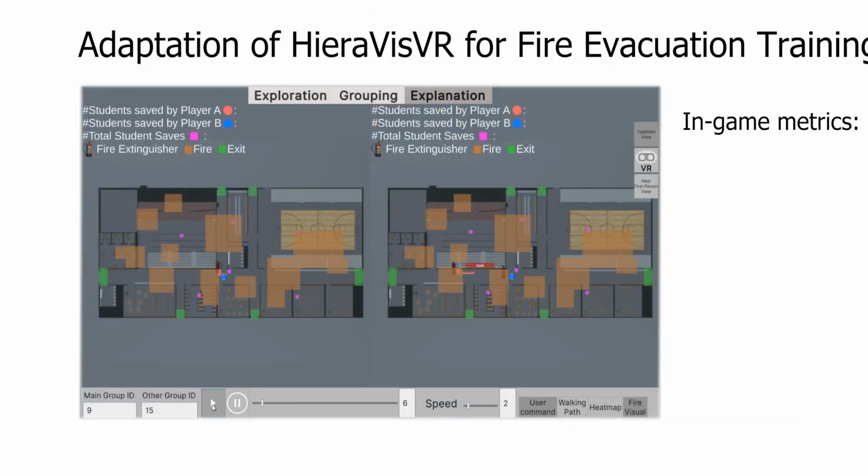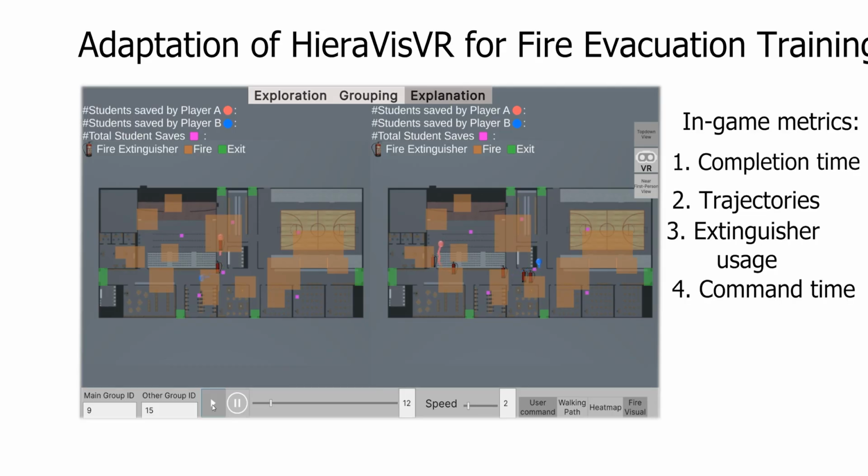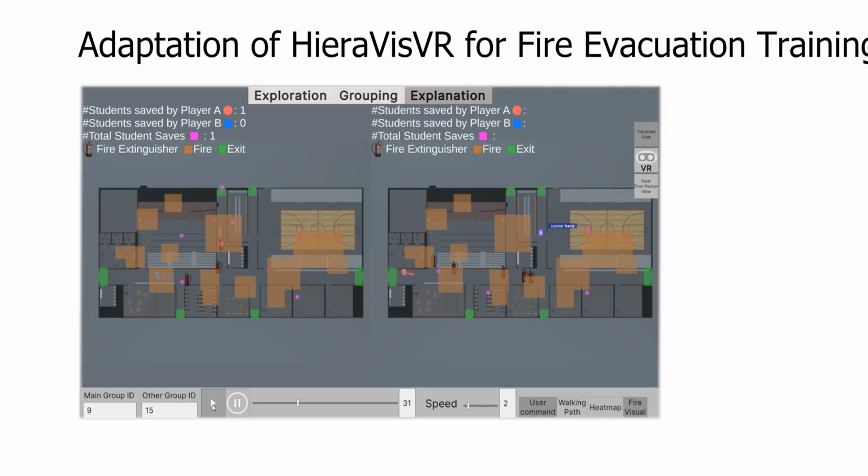Several in-game metrics were collected for evaluation, including completion time, volunteer trajectories, extinguisher usage, and command times. Here we show the explanation stage of the application, offering a side-by-side comparison of 2 pairs of volunteers participating in a fire drill practice scenario at the same difficulty level.